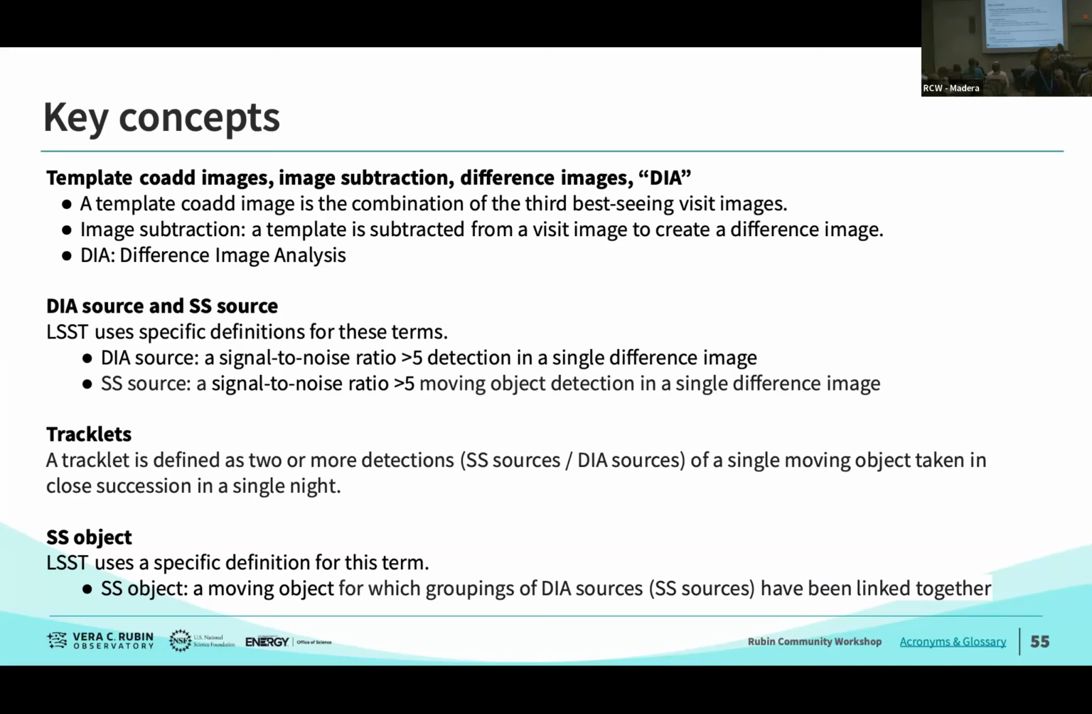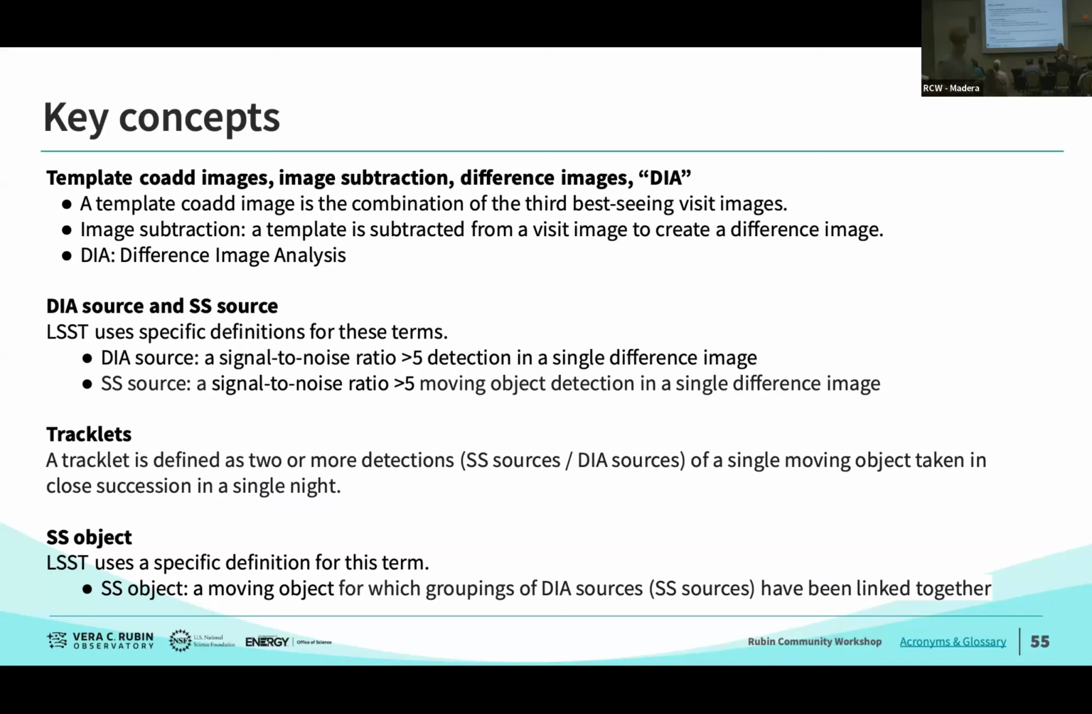So once we do the difference image analysis, we get our sources. If something is detected to be moving in its position on the sky, then it is labeled as an SS source or solar system source instead of just a typical DIA source. Next, we connect those SS sources to make tracklets. A tracklet is defined as 2 or more detections of a single moving object taken in close succession in a single night. So we have sources, we connect them to make tracklets in a given night, and then we do additional linking to try to link those tracklets across different nights of detection.